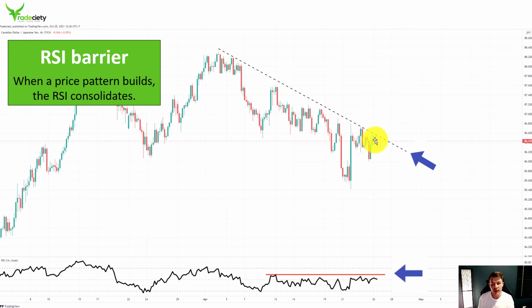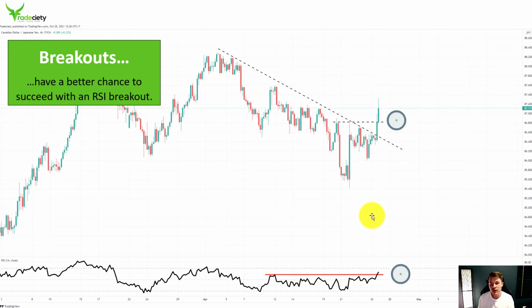So long trading ideas would be very wrong here, because the market is clearly in a range and there's no strength here as the RSI indicates. However, shortly after, you can see the market did break out of the trend line, did break out above the previous highs. And at the same time, the RSI also gives you here the breakout signal.